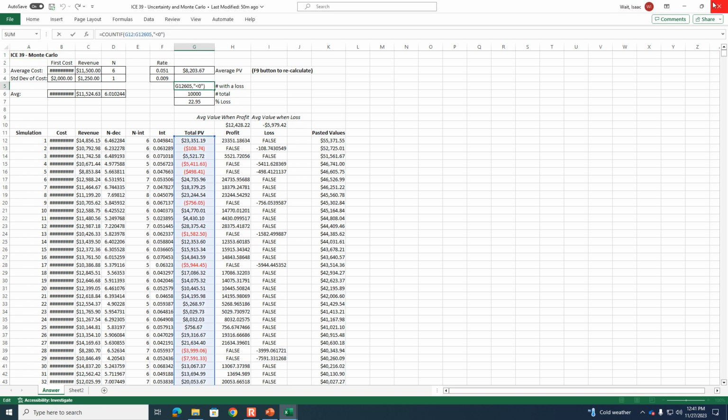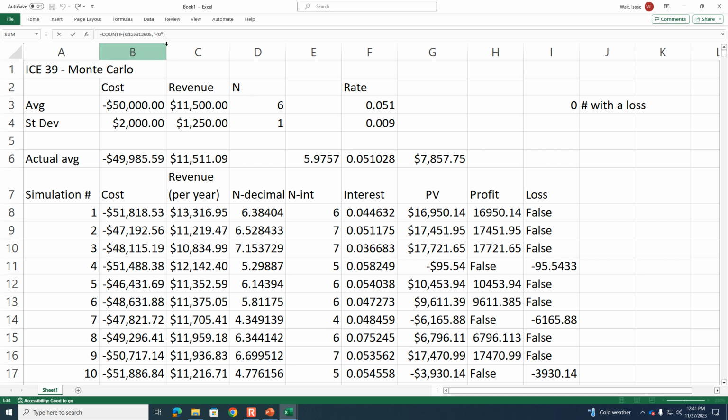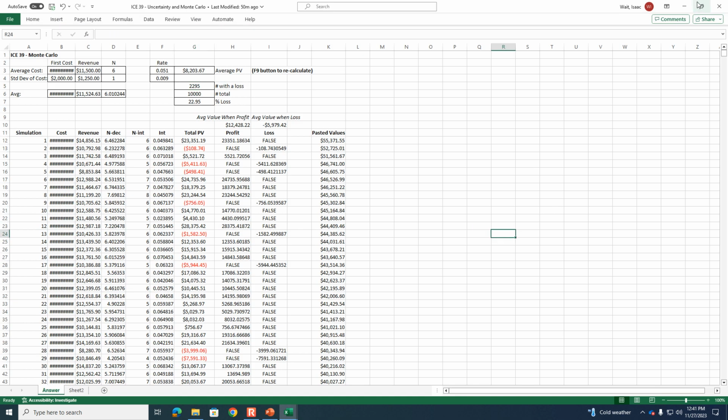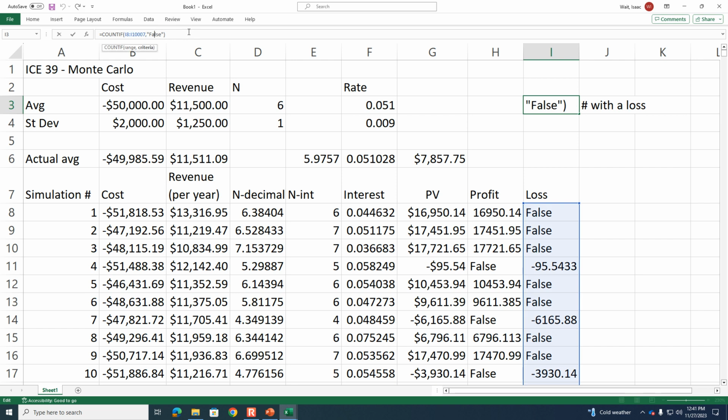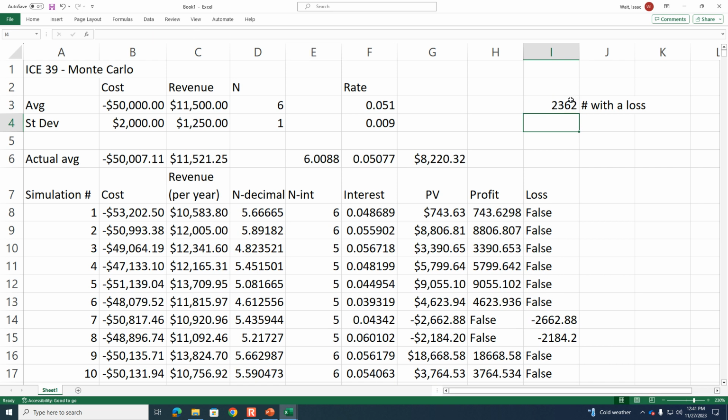Oh, okay. It needs quotations. All right. So COUNTIF. So we have the range, and then if it is less than 0 in quotes. Sorry, not parentheses. Okay, so there's 10,000 simulations, and what we found is that 2,300 of them have a loss because that's where the value is less than 0.